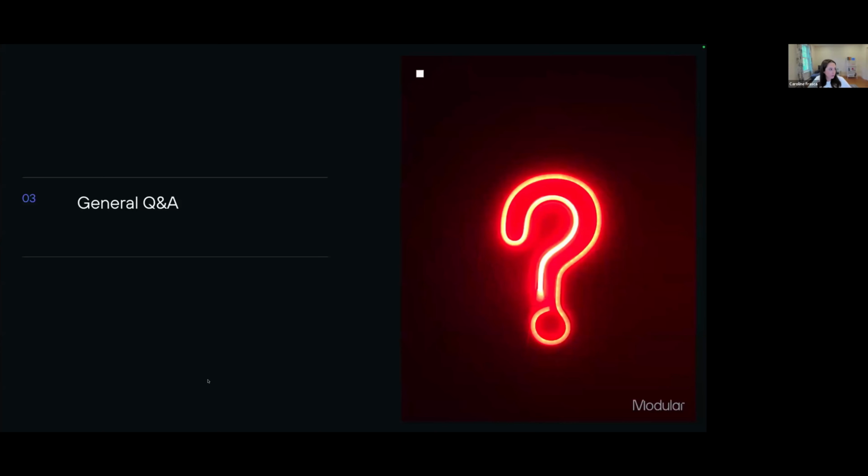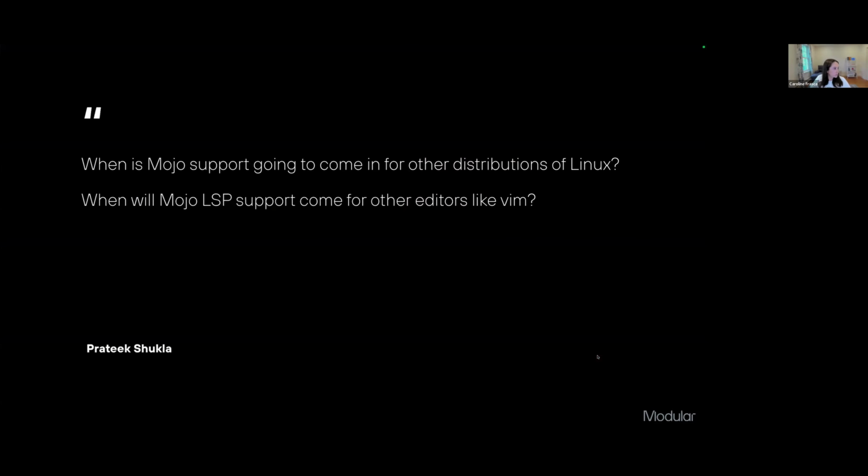Now we're going to move into some Q&A. Let me share my screen. We do have one question that was submitted ahead of time. Can everybody see my screen? I think so. So this question is, when is Mojo support going to come in for other distributions of Linux? And also, when will the Mojo LSP support come for other editors like Vim? I think Brad is going to answer this one.